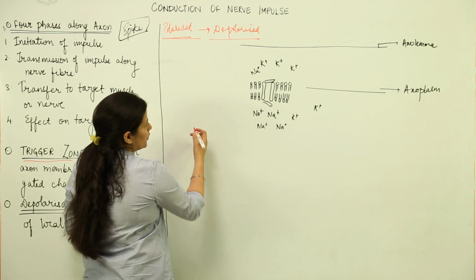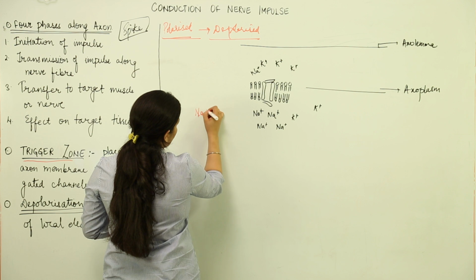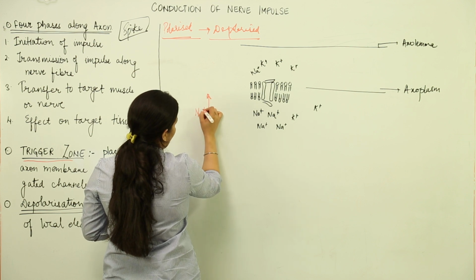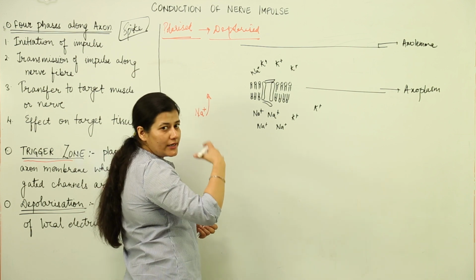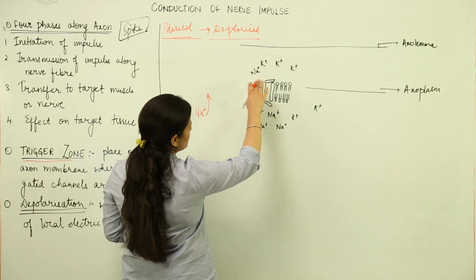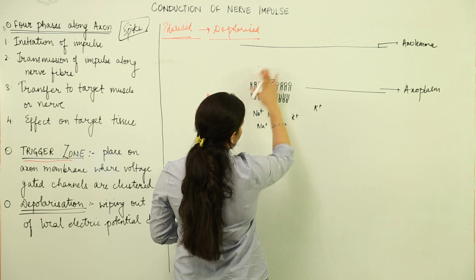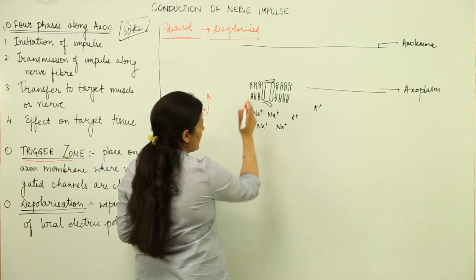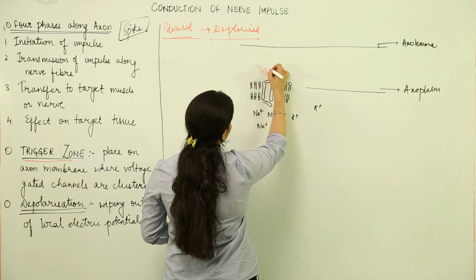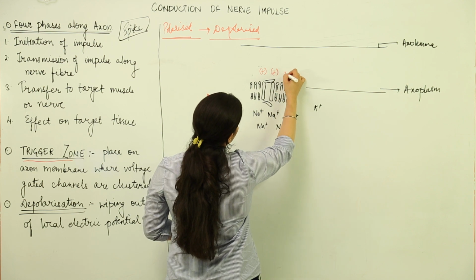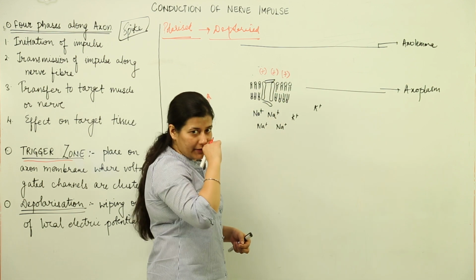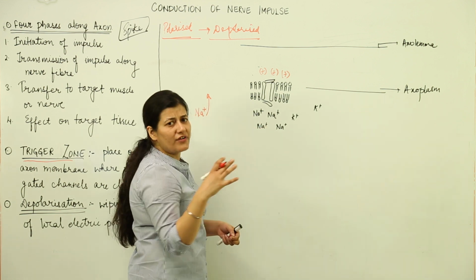They open up in such a way that there is a maximum inflow of sodium ions that go inside. There is a gush of sodium ions which go inside, and for a small site of the membrane, the inside becomes positively charged because many sodium ions have entered. This takes around 0.5 milliseconds.